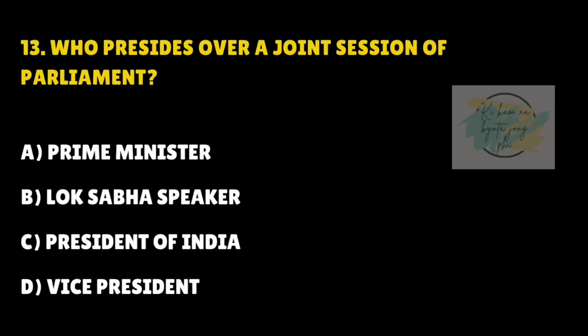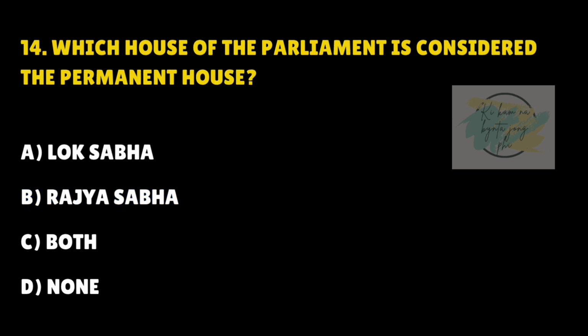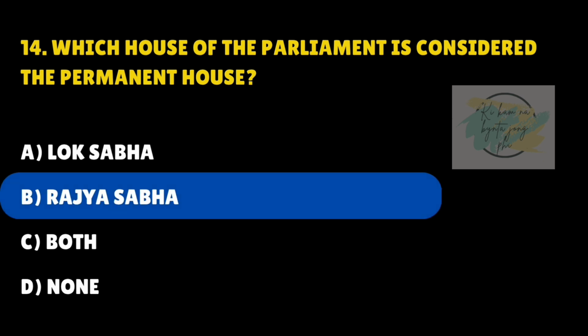Who presides over a joint session of Parliament? Answer is B. Lok Sabha Speaker. Which house of the Parliament is considered the permanent house? Answer is B. Rajya Sabha.